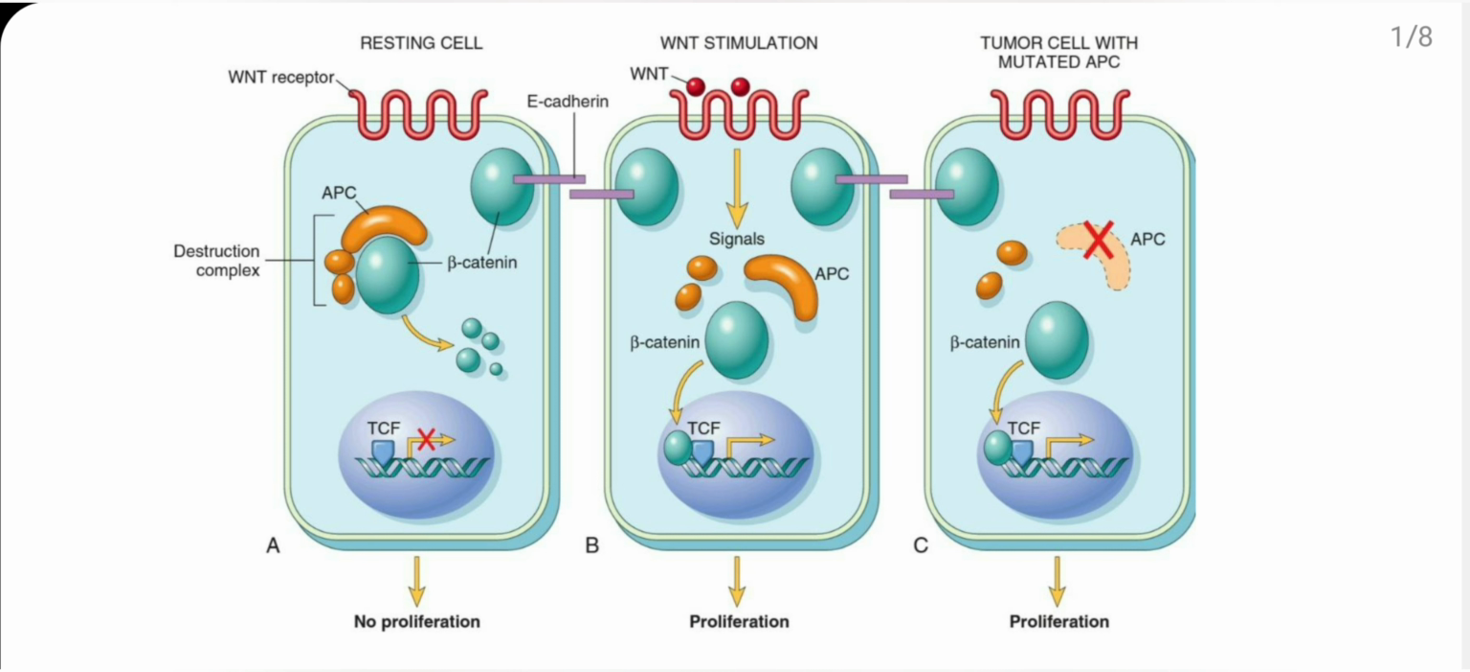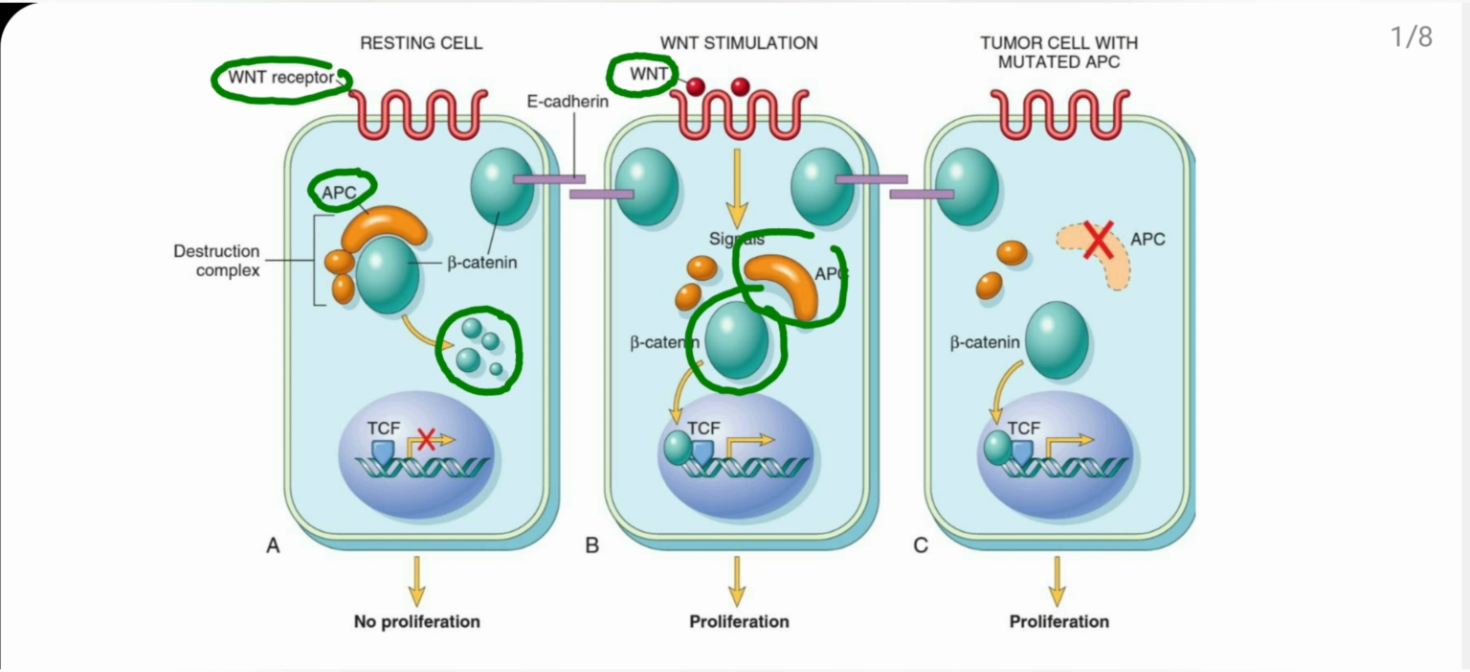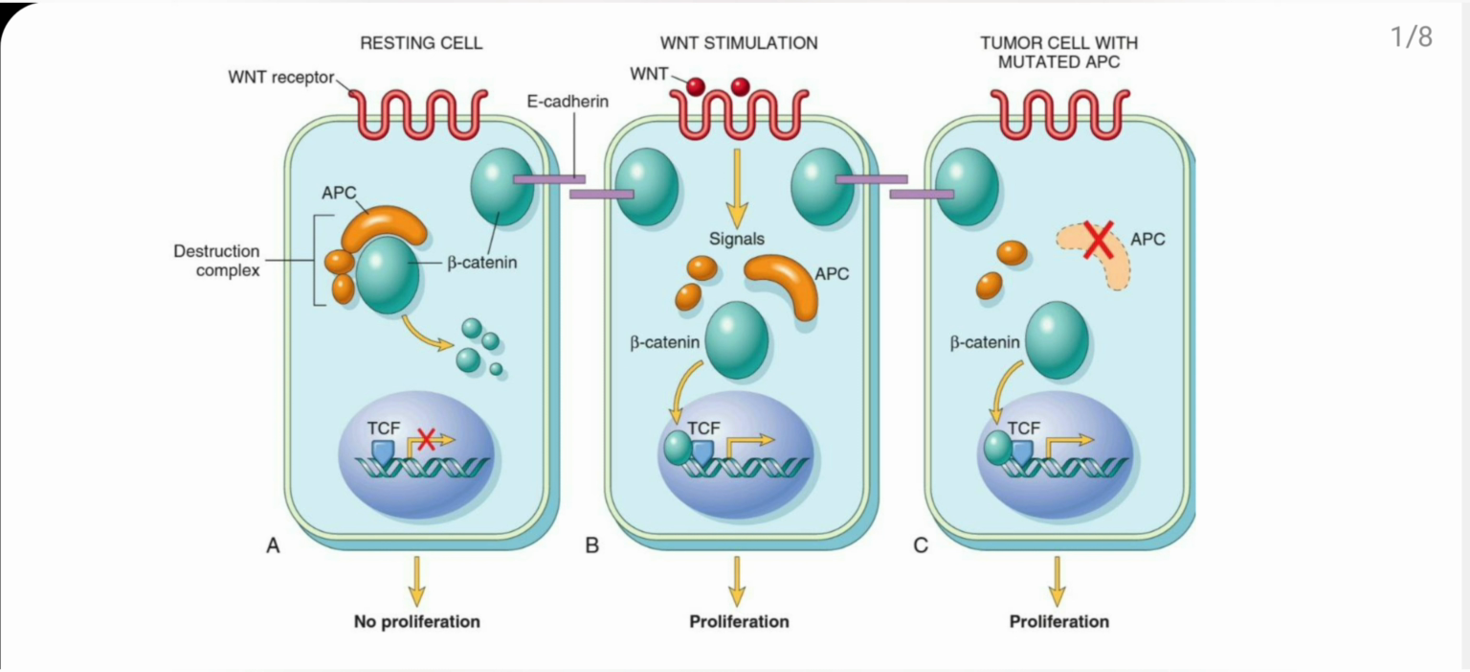Now coming to this APC. You have to remember that APC will cause degradation of beta-catenin, and there is a soluble protein known as WNT, which after binding to its WNT receptor will prevent APC from binding to beta-catenin and prevents its degradation. So basically APC and WNT have opposite functions. APC will degrade the beta-catenin, whereas WNT will prevent APC from degrading the beta-catenin.